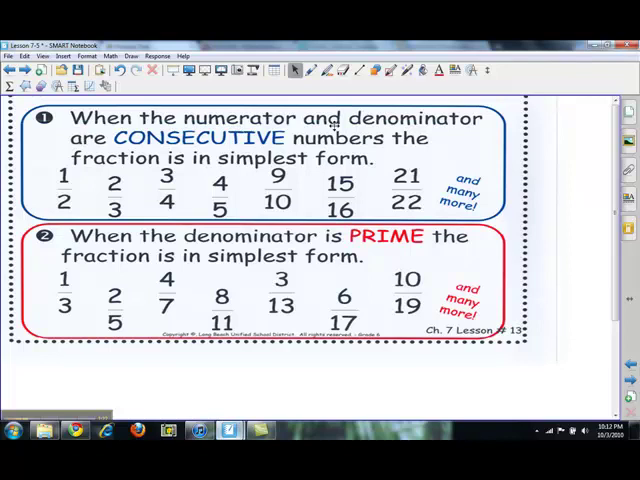When the numerator and denominator are consecutive, that means they follow one right after the other. 1 is followed by 2, so 1/2 does not have to be simplified. 4/5, 4 and 5 come one right after the other. It does not have to be simplified. Same with 15/16. 15 and 16, one comes right after the other, so they are consecutive, and that means you do not have to simplify them.